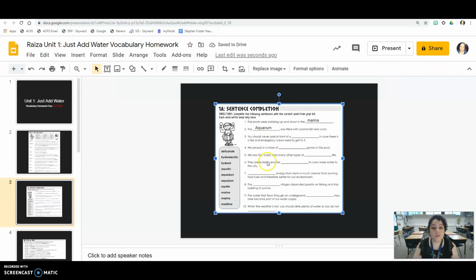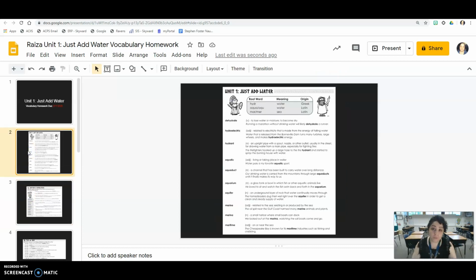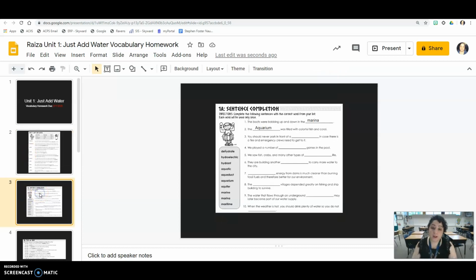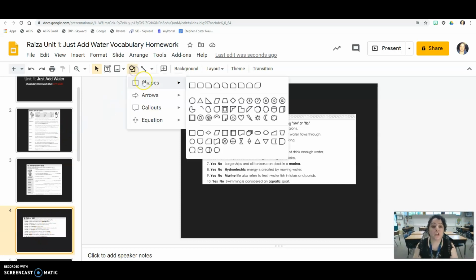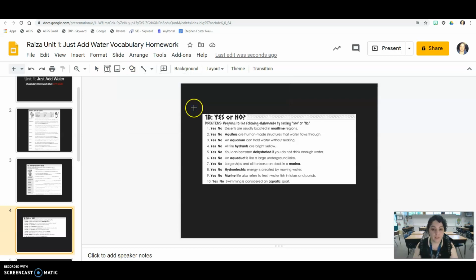So the students are going to start with sentence completion. I expect that in day 1, today's homework, students can read through the definitions, work on sentence completion, and it should be reasonable that they can even do the yes or no. For the yes or no, you're going to need shapes, and it makes it easiest if you pick a circle. This way, you read the sentence.